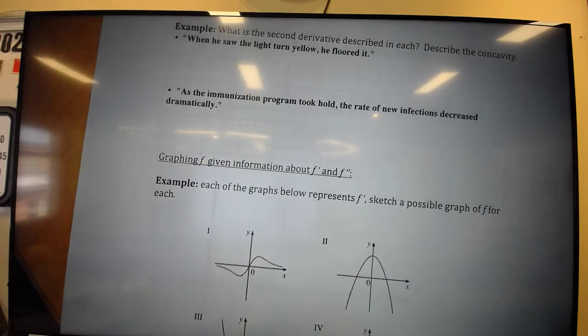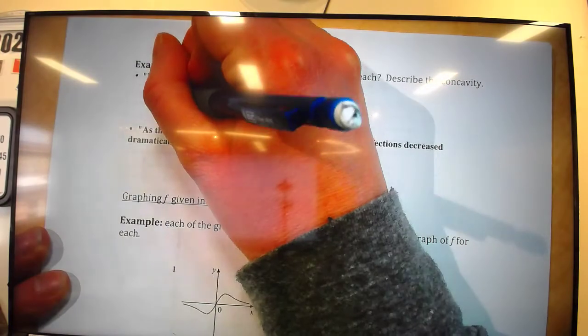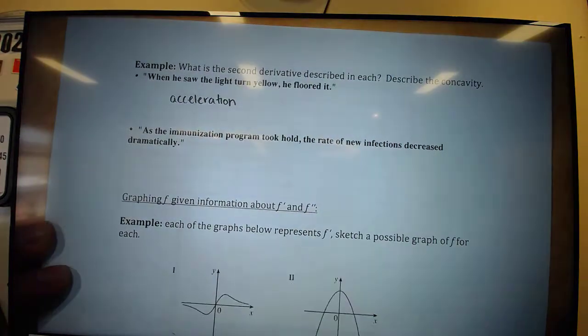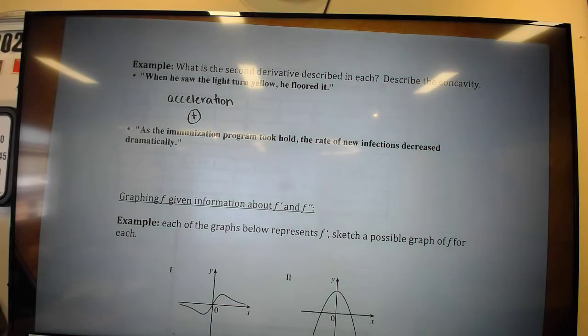We can also use derivatives to describe stuff in words. So what's the second derivative described in each? Describe the concavity. So when he saw the yellow light, he floored it. Okay, so we know from driving cars that when we floor it, we're accelerating. Okay, so acceleration. Okay, because we're speeding up, that would be a positive acceleration, right? Slowing down is a negative acceleration.